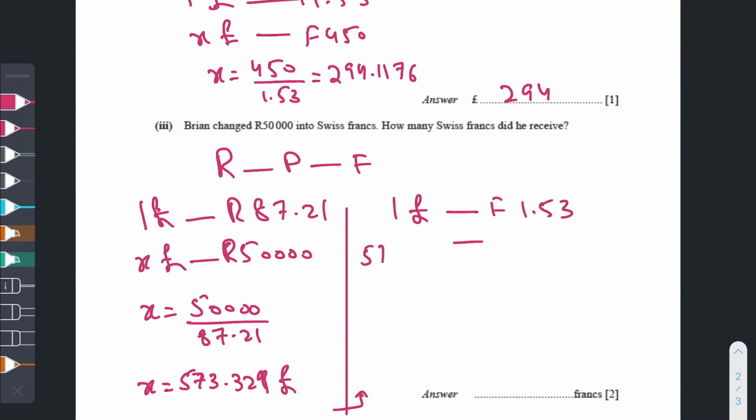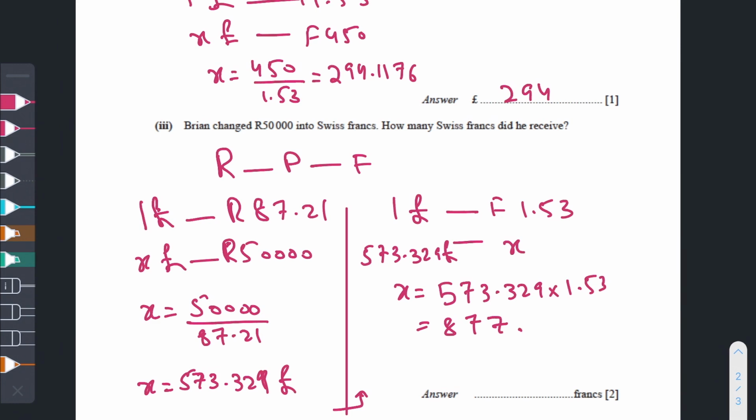Therefore, 573.329 pounds would be equal to how many francs? When we do this, you multiply 573.329 by 1.53. Let me plug this into the calculator. 573.329 times 1.53, and your answer comes out to be 877.19 francs, or 877 francs, up to three significant figures, and we are done with the question.